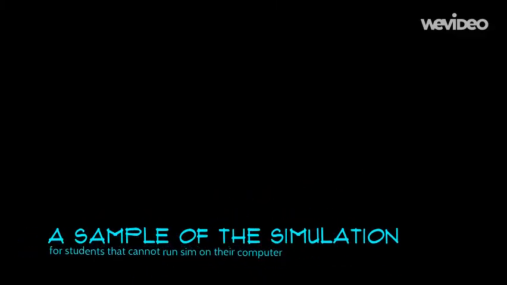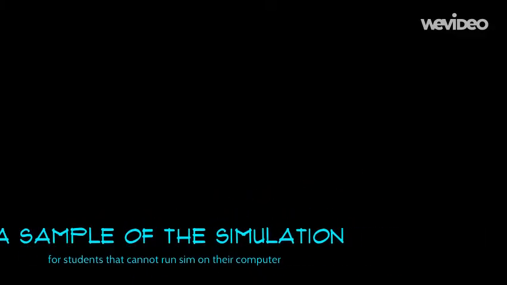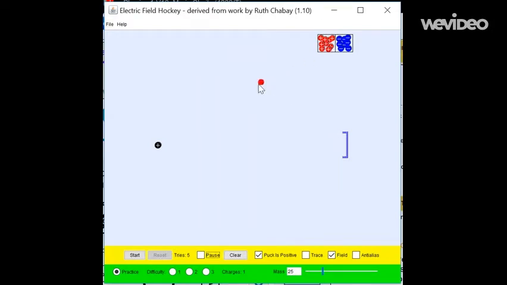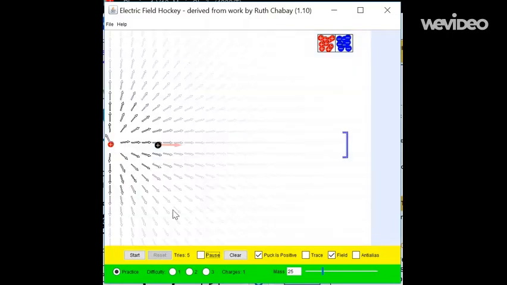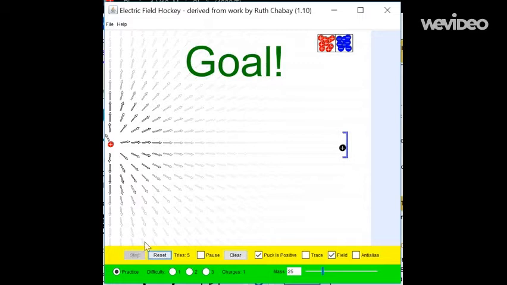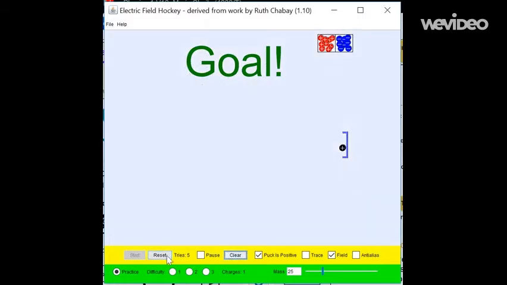Next up, we have a sample of the simulation for students that cannot run the simulation on your computer. All we're doing is choosing a charge to find out what kind of force is present and the magnitude of that force, specifically, in addition to where we might want to place the charge in order to score a goal in that little bracket. You can refer back to your part 1 of 5.04 and follow along with the simulation to answer the questions in part 1 of 5.04.